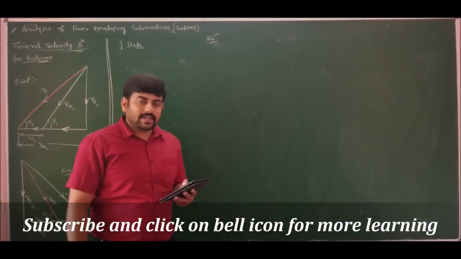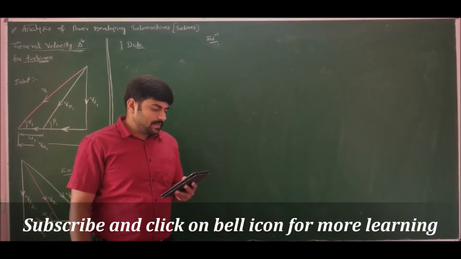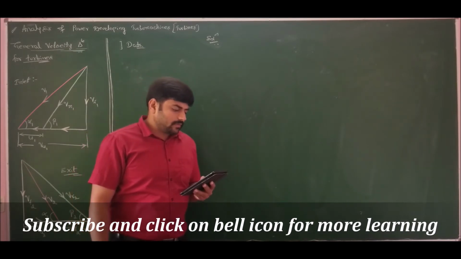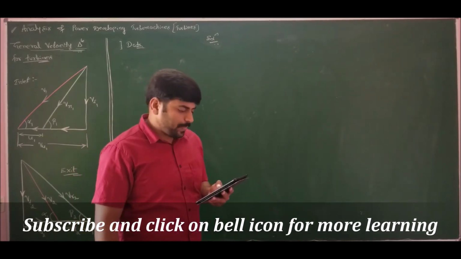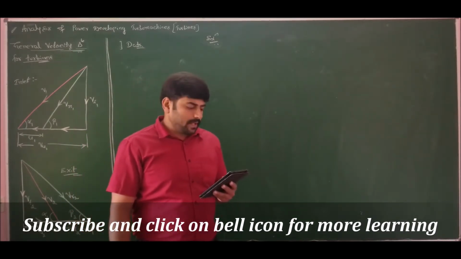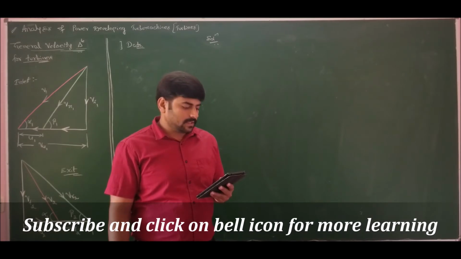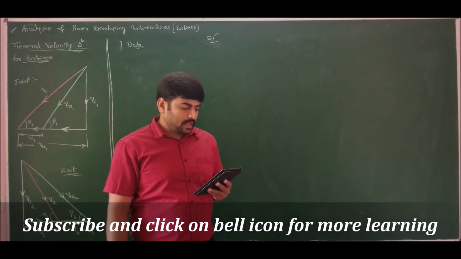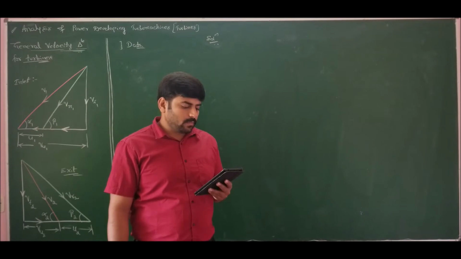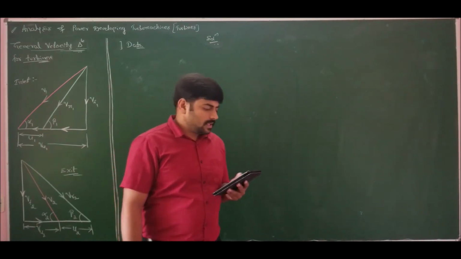Problem number 7 states that in a single stage impulse turbine, the mean diameter of the blades is 1 meter. It runs at 3000 rpm. The steam is supplied from a nozzle at a velocity of 350 meters per second and the nozzle angle is 20 degrees. The rotor blades are equiangular. The blade friction coefficient is 0.86. Draw the velocity triangle and calculate the power developed if the axial thrust is 117.72 newtons.